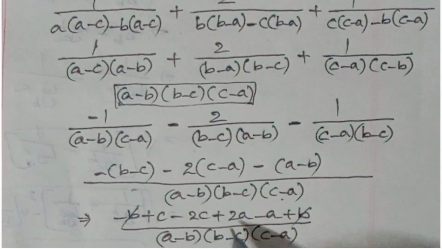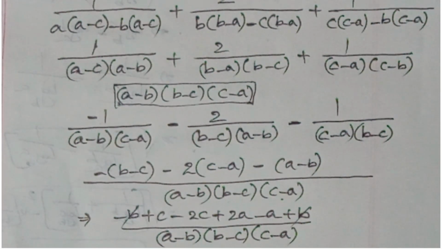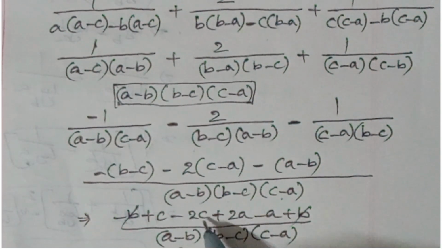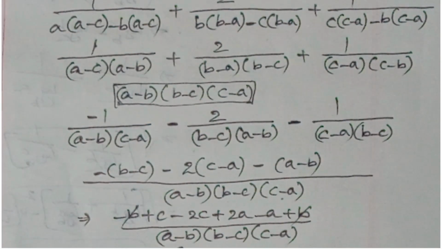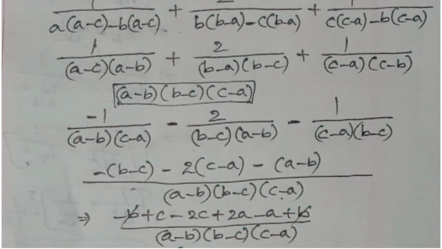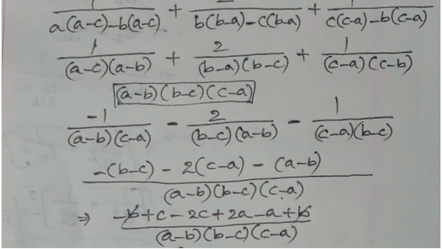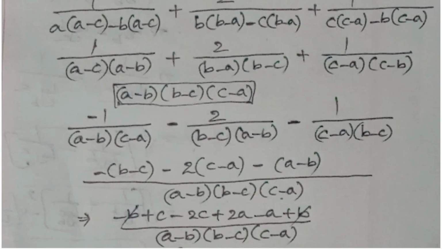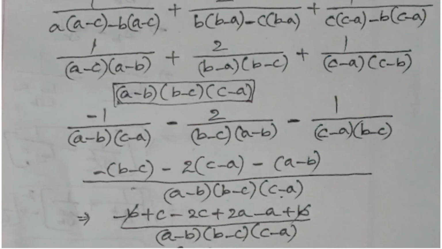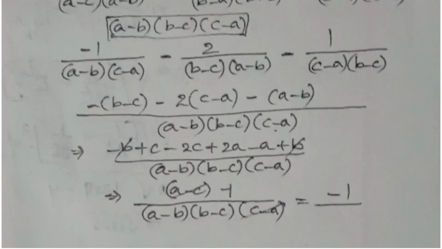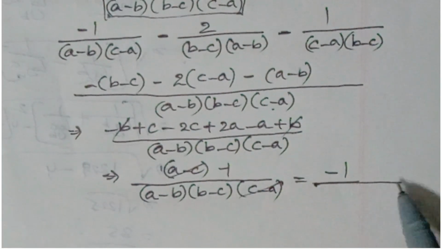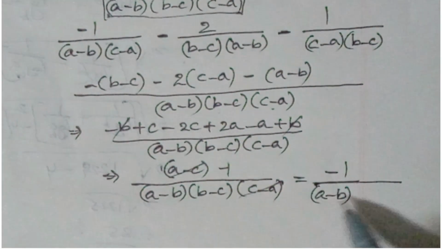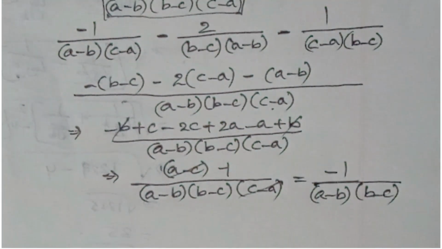So the B's get cancelled here. In the numerator you'll get A minus C, 2A minus A, 2C minus C, by A minus B, B minus C, C minus A. So these two get cancelled. Here you'll get minus 1. So the remaining value is minus 1 by A minus B, B minus C.